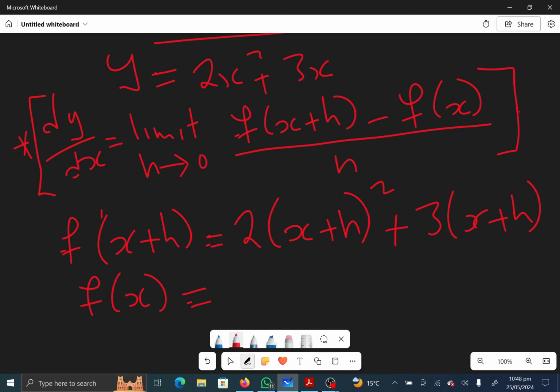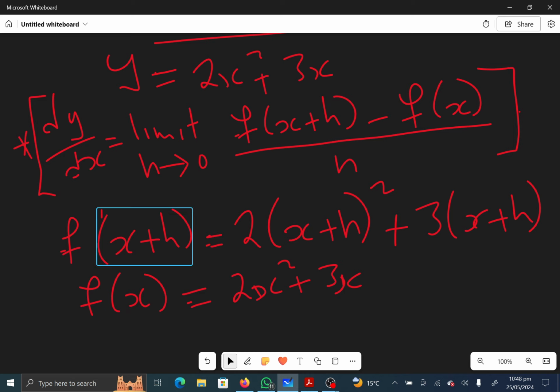So this equation is a function equation. So we say 2x plus 2x squared plus 3x. So this becomes our function of x. So once we have the function of x and we have the function of x plus h, we can now replace these variables into our limit formula, which is the first principle formula.